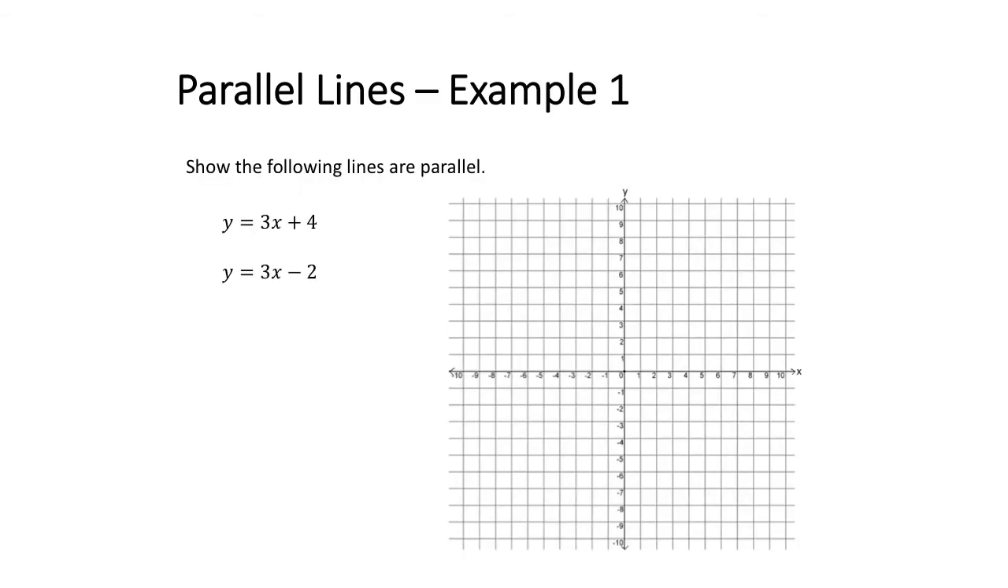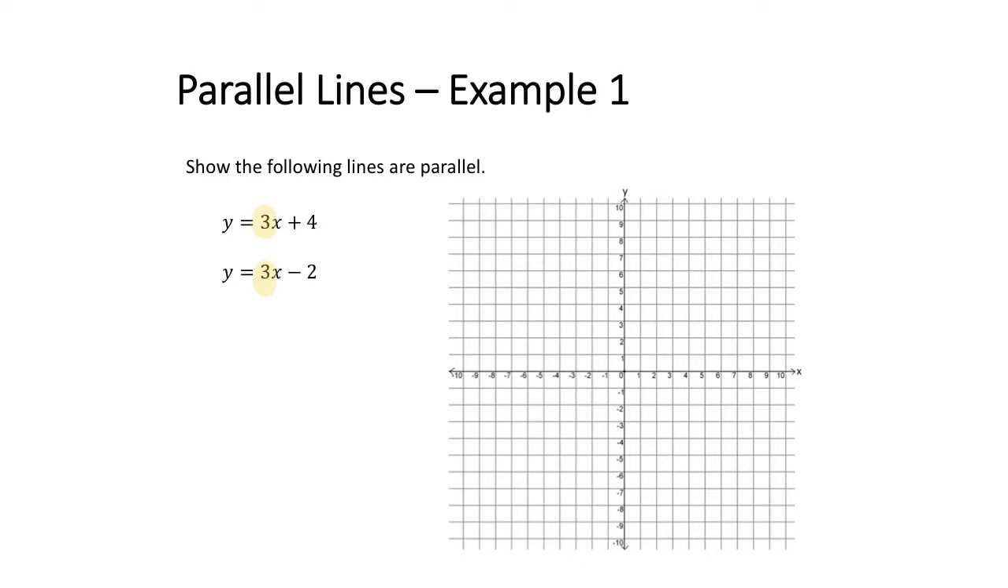In the first example, we want to show that the following lines are parallel. We've got y equals 3x plus 4, and y equals 3x minus 2. Because they're in the form of y equals mx plus c, we can easily identify the gradient. The gradient of the first line is 3, and the gradient of the second line is also 3. So we know that they are going to be parallel because they've got the same gradient.